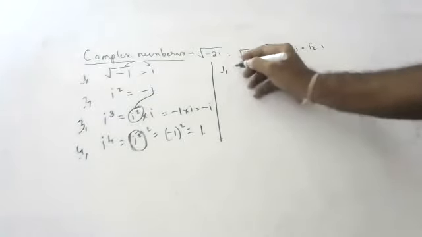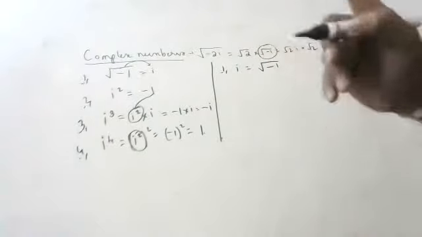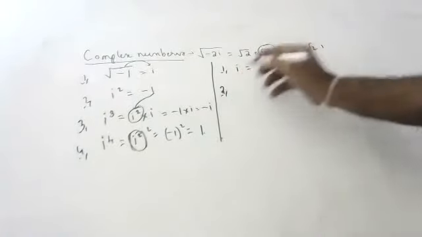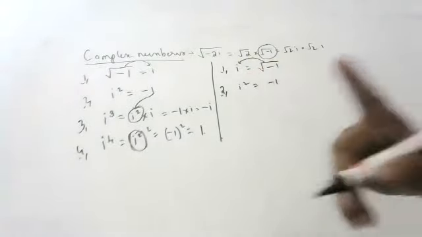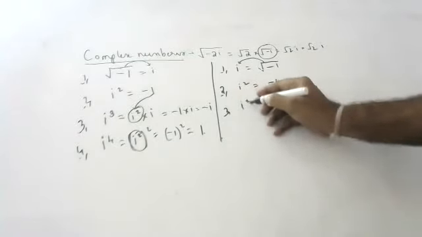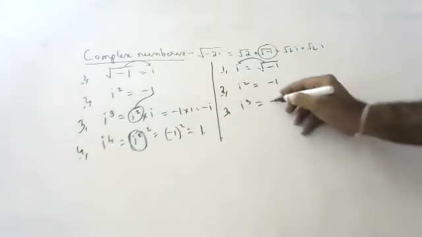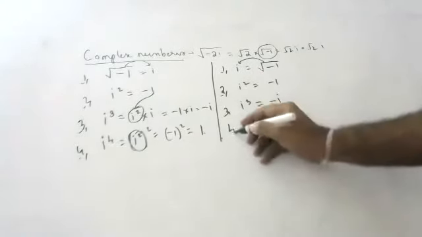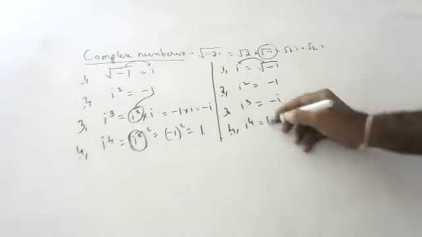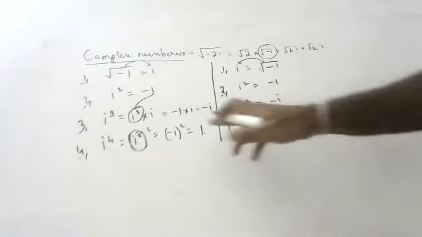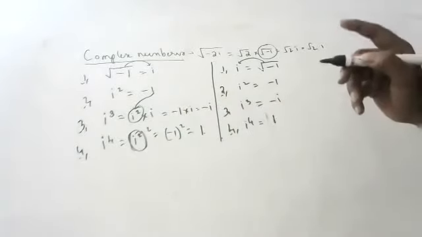Again I am saying, first one, i is equal to root of minus 1. Any doubt in this? This value you should remember. If I bring root here, i square is equal to minus 1. No doubt in this. I cube is i square into i, i square is minus 1, into i is minus i. And the fourth is i to the power of 4, which is i square whole square, minus 1 whole square, which is 1.